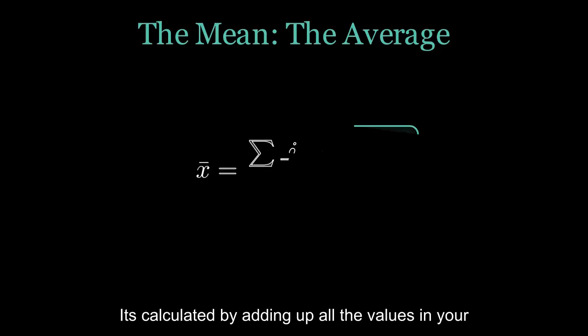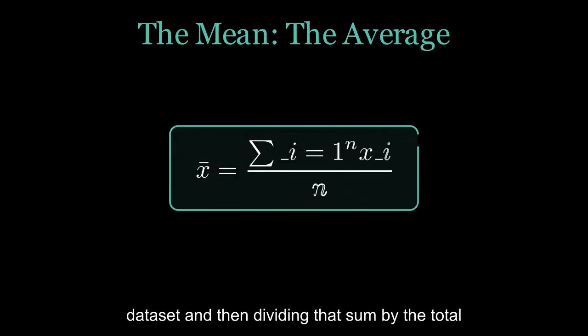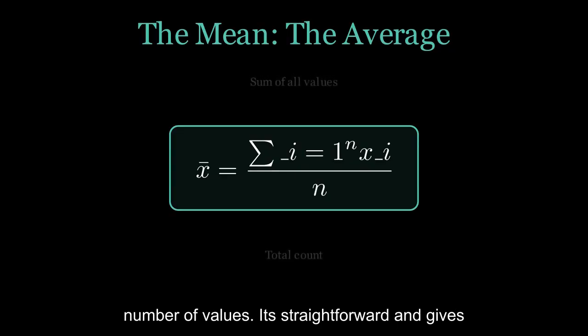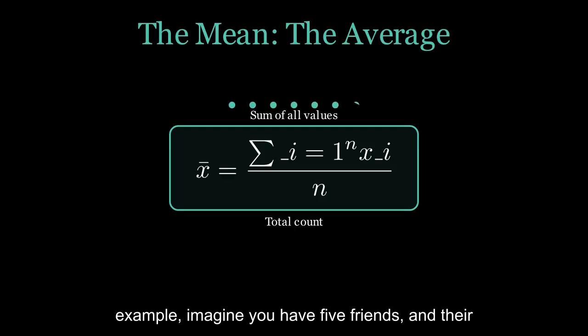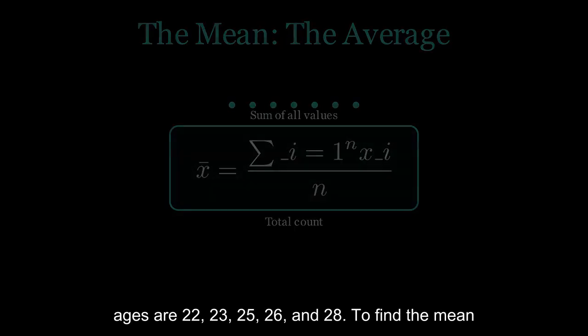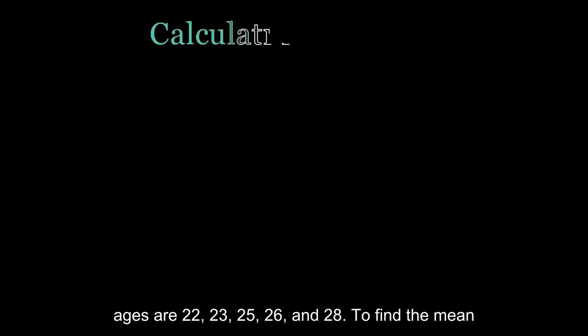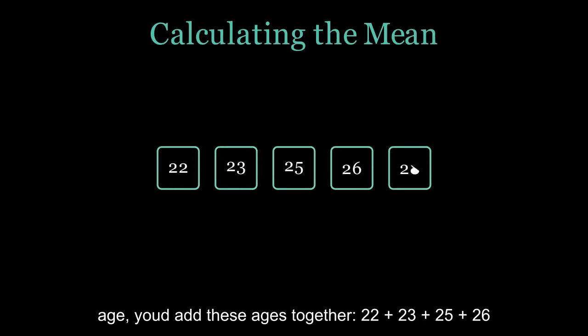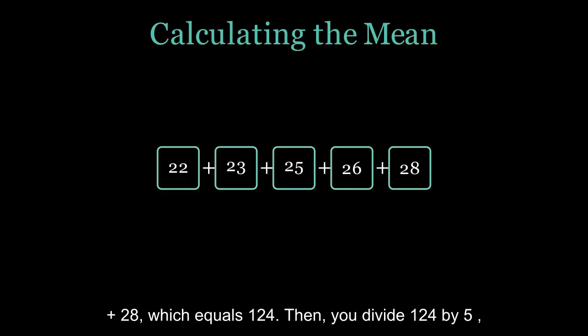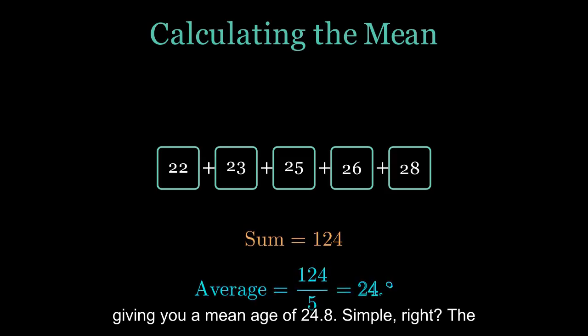It's calculated by adding up all the values in your dataset, and then dividing that sum by the total number of values. It's straightforward and gives equal weight to every number in your set. For example, imagine you have 5 friends, and their ages are 22, 23, 25, 26, and 28. To find the mean age, you'd add these ages together: 22 plus 23 plus 25 plus 26 plus 28, which equals 124. Then, you divide 124 by 5, giving you a mean age of 24.8.